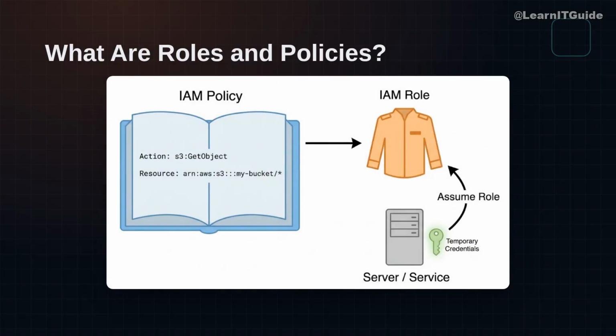So what are these, really? An IAM policy is like a rule book. It says exactly what you can do. IAM roles are like a uniform. They represent a set of permissions, but they have no face until someone puts them on. When a service puts on the role, it gets temporary credentials. Once it takes off the uniform, those credentials vanish. That is the core of AWS security.